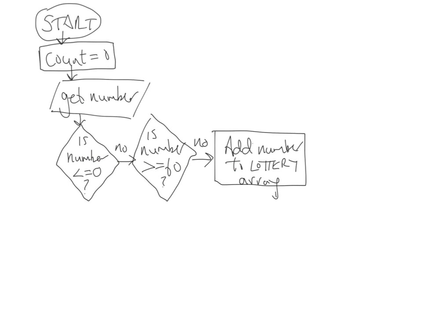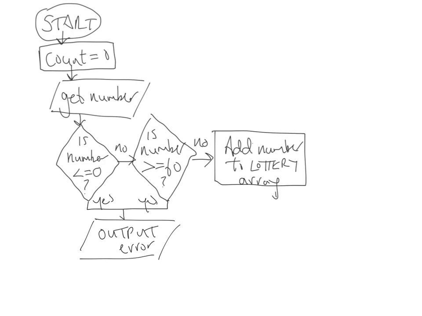But what happens if the number is less than or equal to 0, or if it's higher than or equal to 60? Well, we just make sure that we output an error, and we go back and ask the user to enter a number again. So that gets one valid number and adds it to the lottery array.